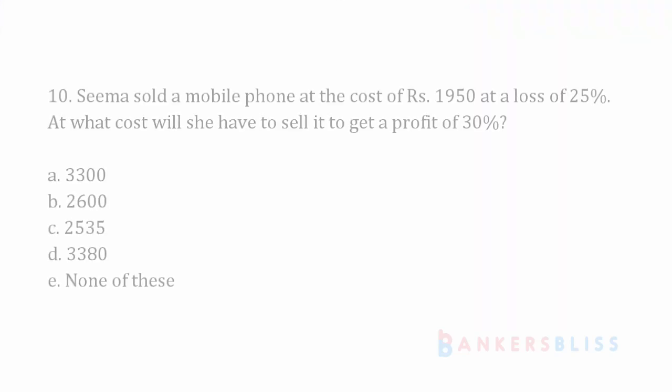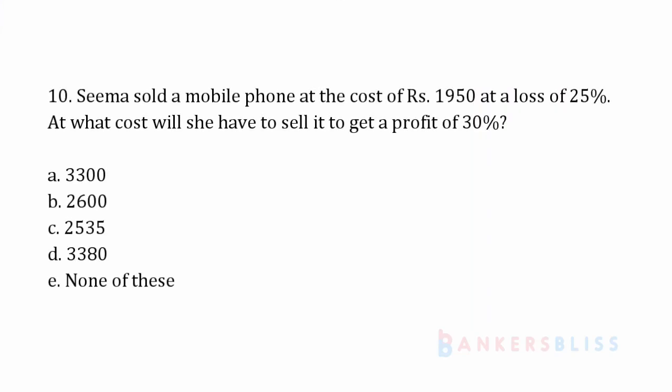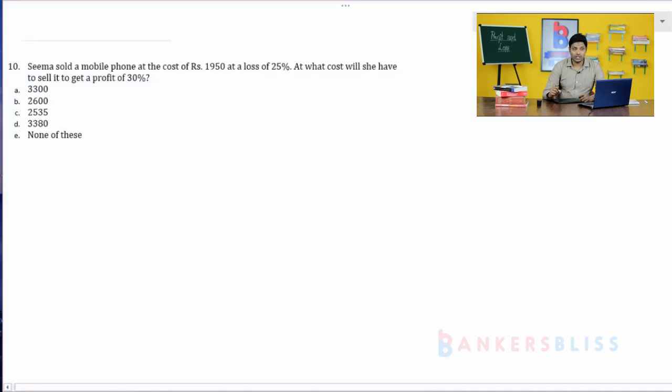Problem number 10. Seema sold a mobile phone at the cost of rupees 1950 at a loss of 25%. At what cost will she have to sell it to get a profit of 30%? See here, this type of problem you can expect in the clerical level exams. In so many clerical papers, these types of problems have been asked.